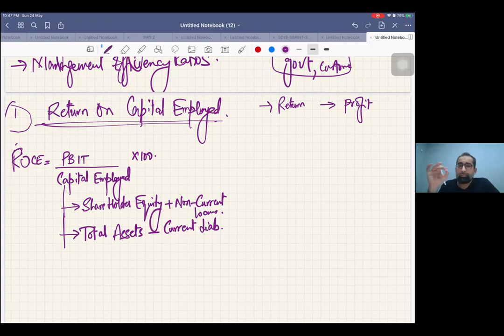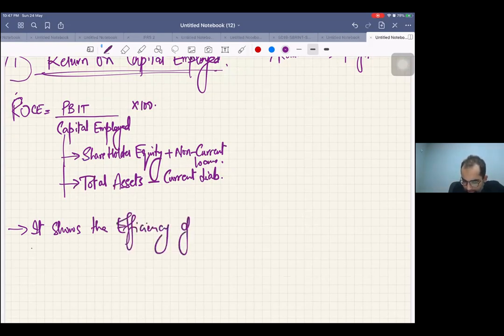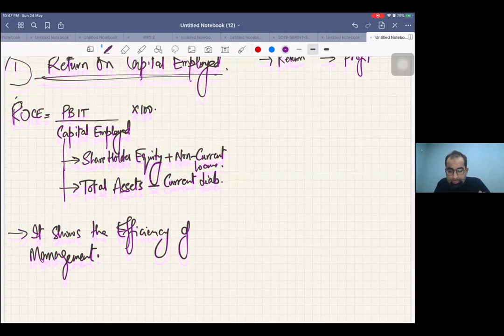Now, what return on capital employed shows, very important. It shows the efficiency of management. How efficient your management is in generating return. In very, very simple words.